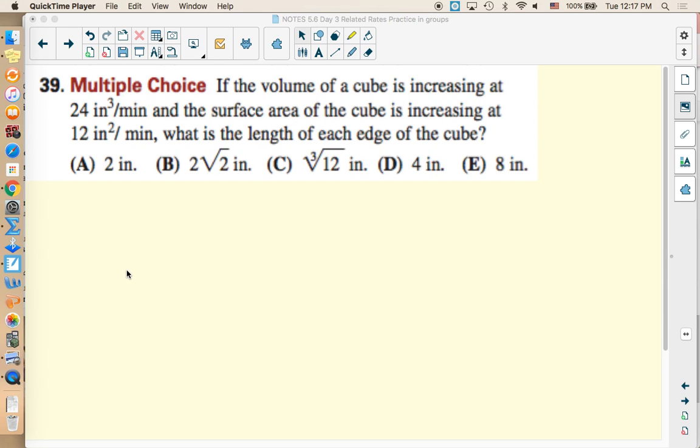Number 39, it's multiple choice, but we still need to figure out how to answer it. And the multiple choice, remember, makes up half the AP test. So it's a good idea to figure out an approach to these without thinking that we're just guessing or just eliminating answers without any work.